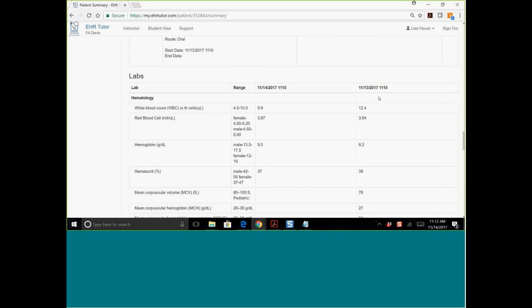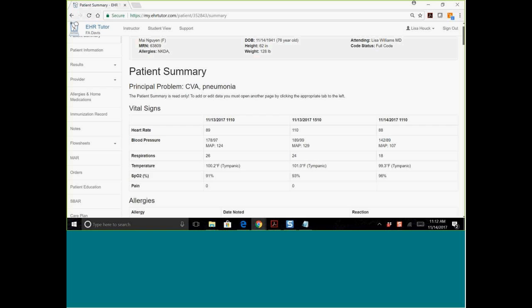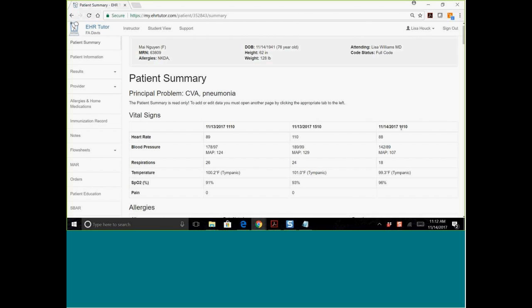I want you to notice these times up here. It looks like these labs were taken yesterday. We also have labs that were taken a little bit earlier today. In fact, really just about the time. I'm in the Eastern time zone, so that's what this time is telling me, that just a couple of minutes ago somebody did vital signs.